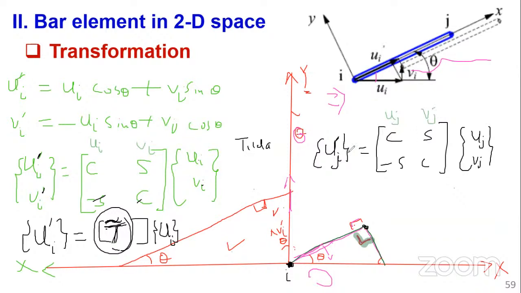So what this tells you is that we can now write an overall matrix for this one element, for both nodes: Ui, Vi, Uj, Vj. To do this, you do what we call augmenting. Augmenting is like expanding.